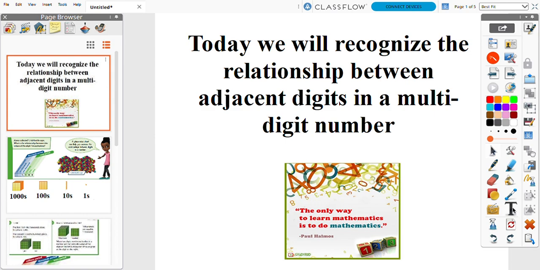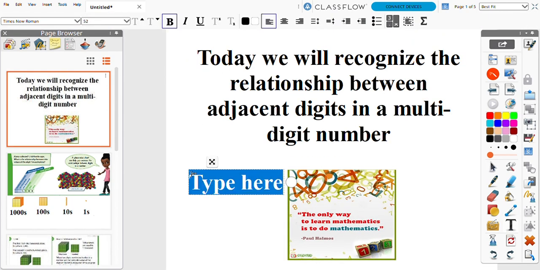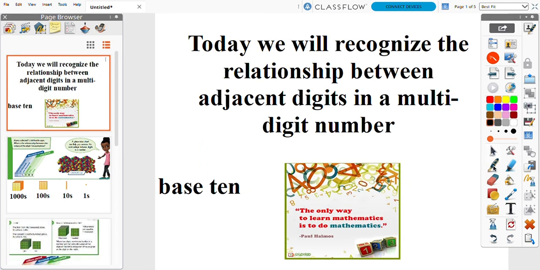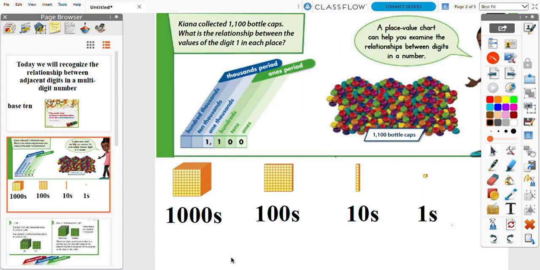We're going to have a new vocabulary word that we're going to explain, and it's called base 10. It's about our math system that we use in this country called the base 10 system. Then I'm going to explain what that means, because that's going to help you understand the relationship between these adjacent digits. And that word adjacent means the place value next door. So here's the problem from your visual learning bridge that helps you understand this.